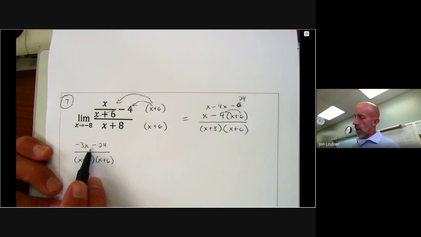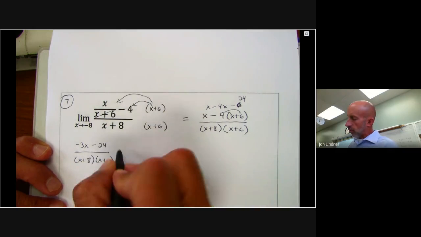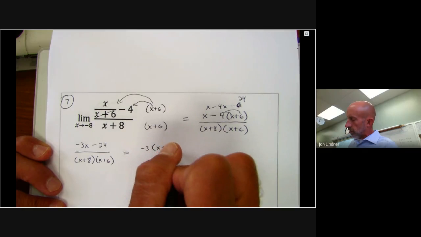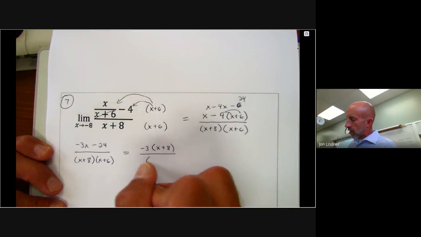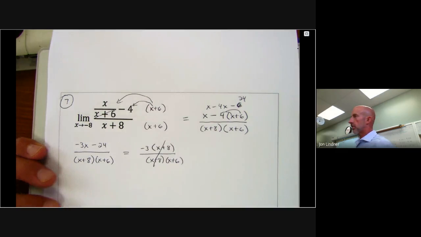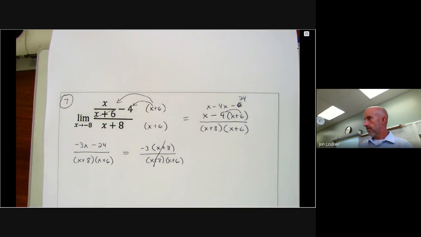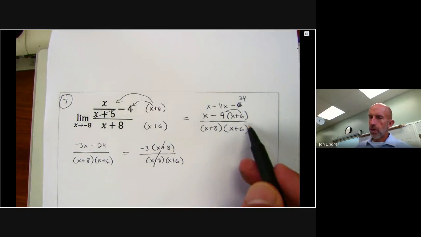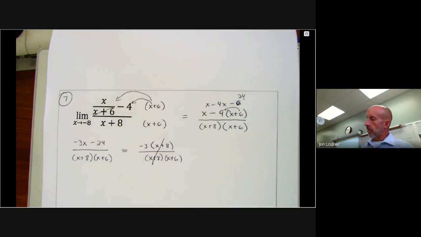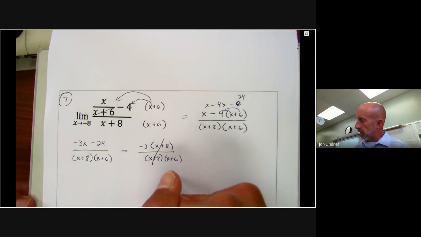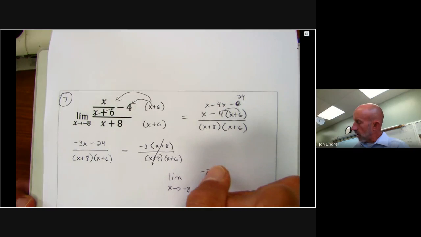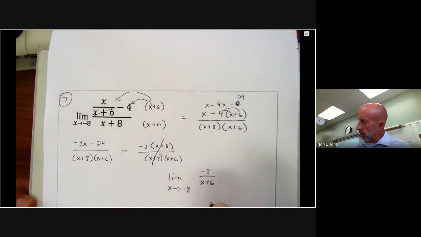And now on top, I can take out a negative 3, which leaves me with an x plus 8. And now it is okay for me algebraically to slash those x plus 8s. It was not okay up here to slash the x plus 6s because of this x minus 4. And I'm not going to finish this problem because finishing it is easy. You now can do the limit as x approaches negative 8 of our negative 3 over x plus 6. Easy from there.